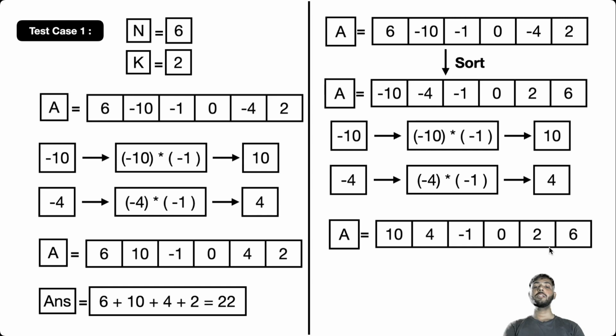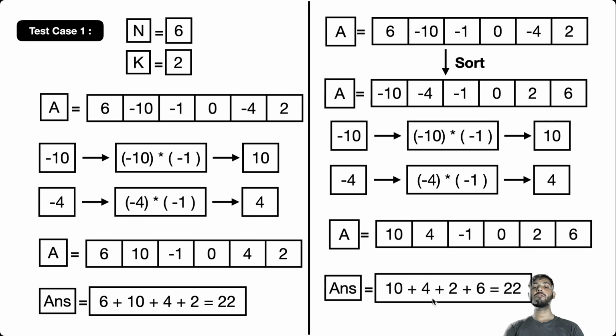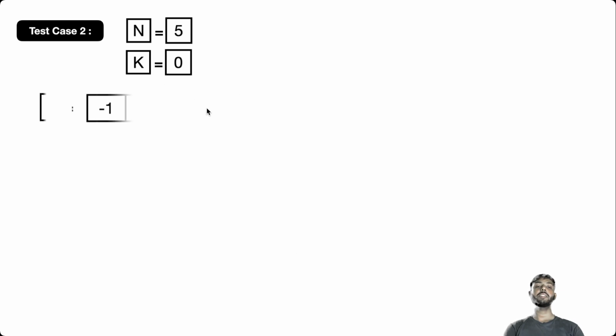Now we simply need to select all those elements which are greater than 0 and add them. That is 10 plus 4 plus 2 plus 6, which equals 22. That is our answer. Now let's see test case number 2. We have n equals 5 and k equals 0, meaning we can't change any element. Our given array is -1, -1, -1, -1 and -1. Selecting any subsequence will result in a negative sum, so we simply do not need to select any element, so our answer will be 0.